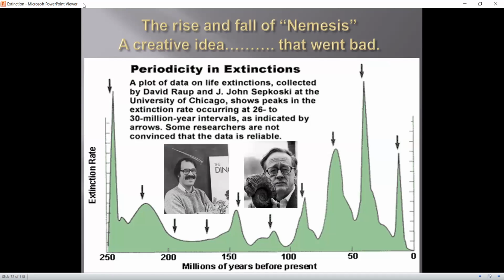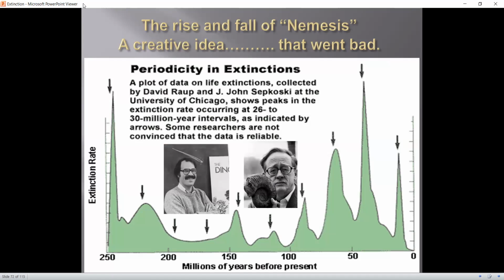So we go back again to the University of Chicago. Here's Dr. Sapkowski, who died young. He's also gone. Dr. Raup, and the three of those guys, mainly Sapkowski and Raup, came up with what they call the Nemesis idea. I know you can't read it there. It was a creative idea that, as I said, literally went bad on them.